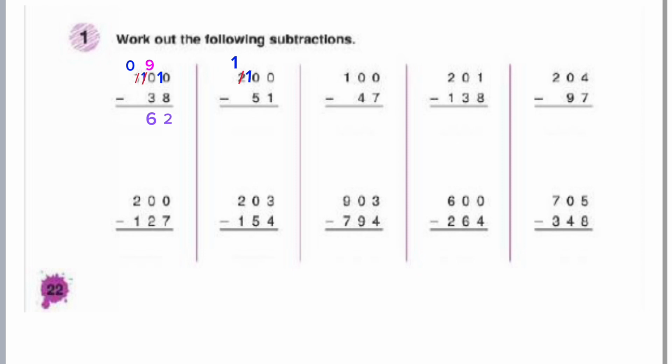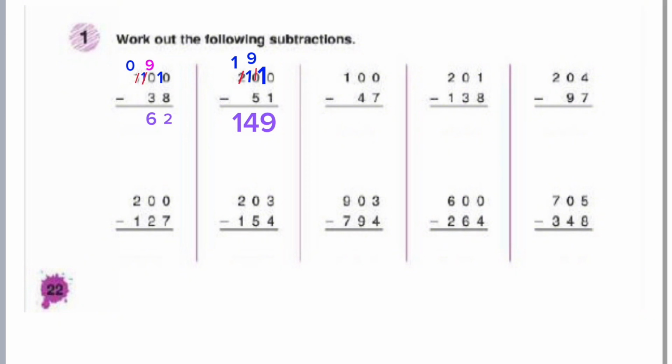Now the 0 in the ones can borrow from the tens, so the tens digit will become 9 and the ones digit will become 10. Now 10 minus 1, 9. 9 minus 5, 4. And the 100, we put it down.